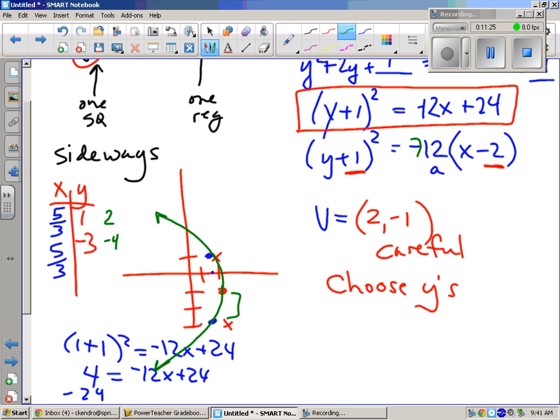And notice one little thing, this is negative. That's why we're opening left. Opens left. If that was positive, it would open right. Okay. Alrighty. Well, that's it for parabolas, and that actually is it for chapter 10.